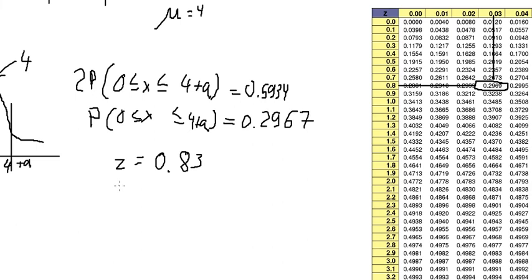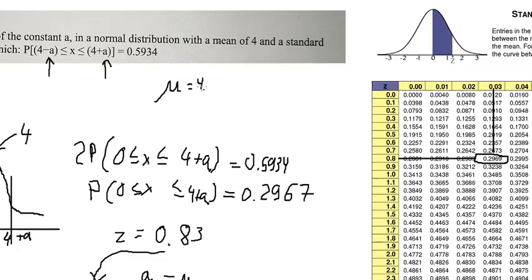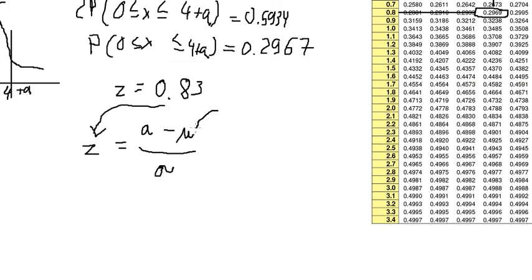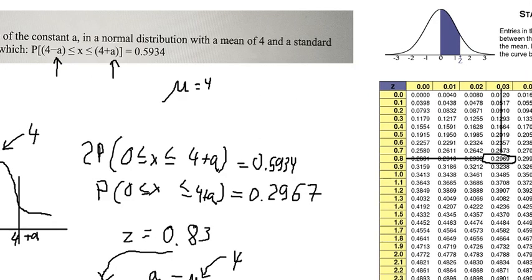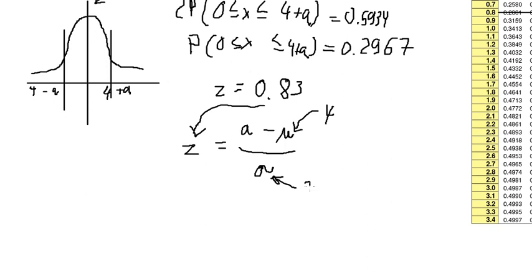And now we have the formula of Z. That's A minus mu over sigma. So we have 0.83, we put in here. Mu, that's the mean. We have number 4, we put number 4 in here. The sigma, that's the standard deviation. We have standard deviation of number 2, so we put number 2 in here.